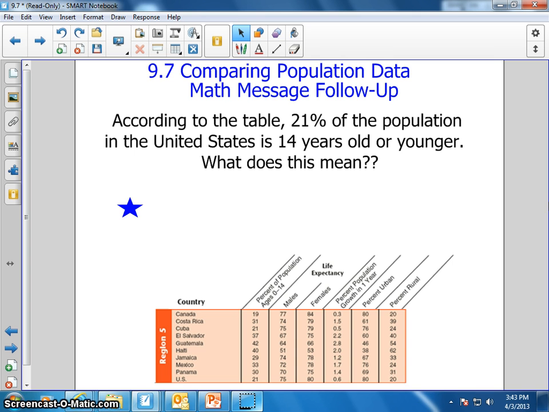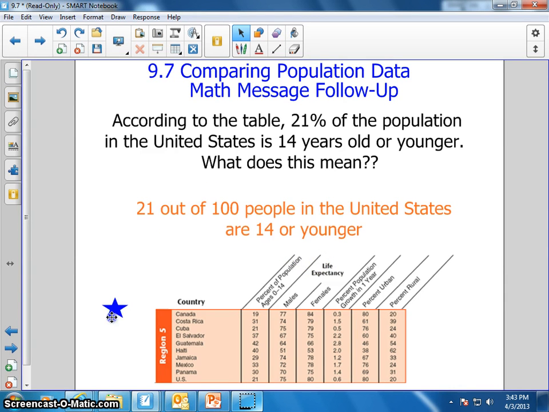Our first question that we want to take a look at is 21% of the population in the United States is 14 years old or younger. So what does that mean? Well, take a look down here. We find US and region 5, and we see 21%, ages 0 to 14. Remember, percents are always taken out of 100. So, basically this means that 21 out of 100 people in the United States are 14 years old or younger. So if you take a random 100 people on the street and you poll them, about 21 of them would be 14 years old or younger.